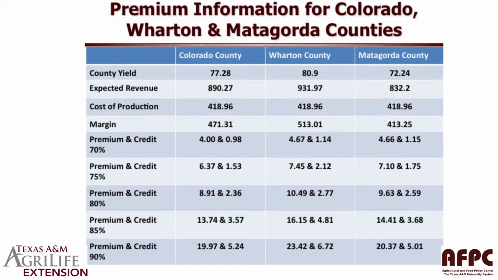$418.96 an acre. The margin then is $471.31 in Colorado, $513 in Wharton, and $413 in Matagorda. And insurance could be purchased at 70, 75, 80, 85, and 90%. I'll give you an example here. If we look at the premium and a credit for 70%, it'd be $4 minus a 98-cent credit, so $302 an acre for that level of insurance.